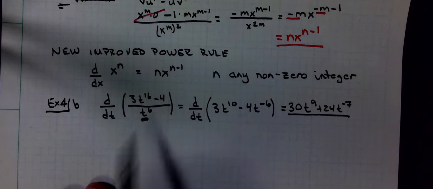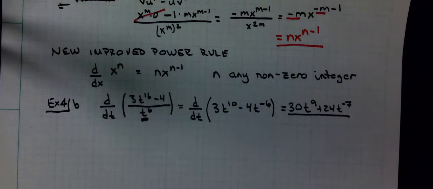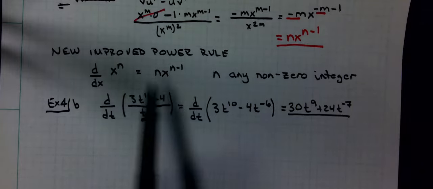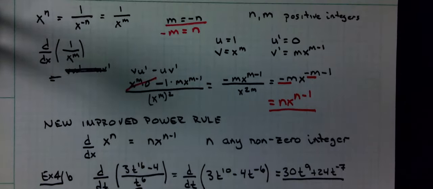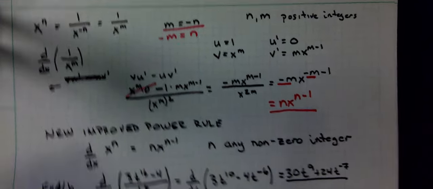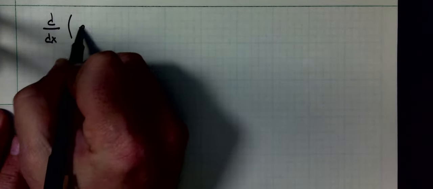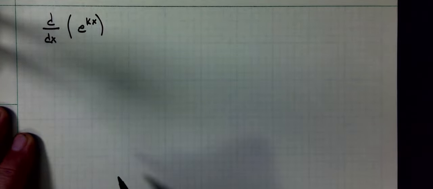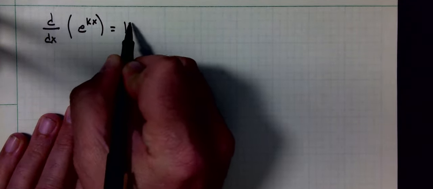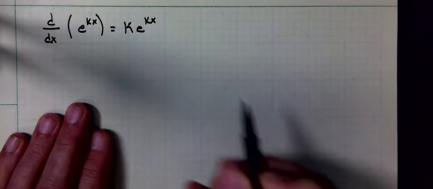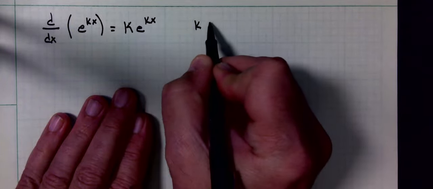Again, I had a binomial in the denominator. Any time that you can rewrite it, that would probably be the way I would go, or we couldn't do it because we did not know the new power rule. So we've got one more rule, or derivative, that the section gives us. That is the derivative of e to the kx, that is equal to k e to the kx, where k is any real number.